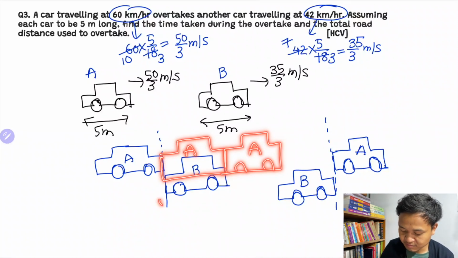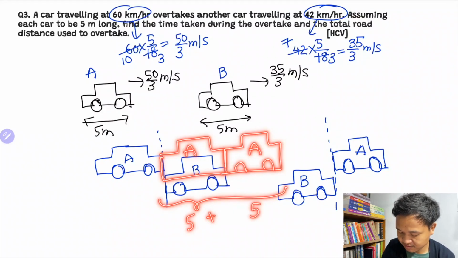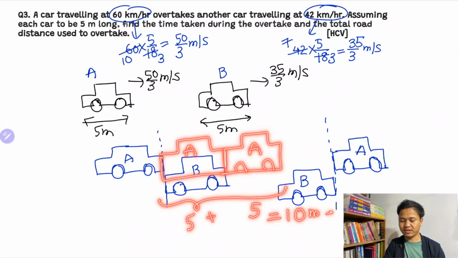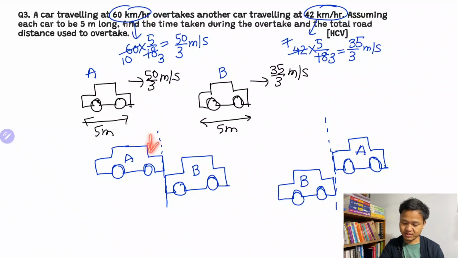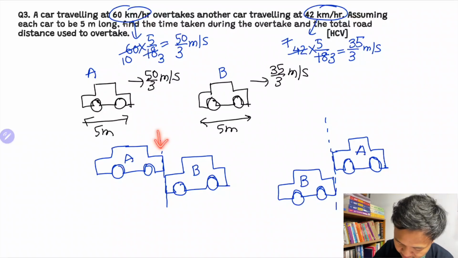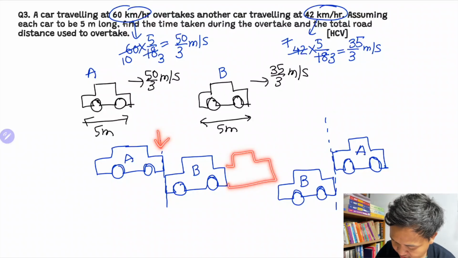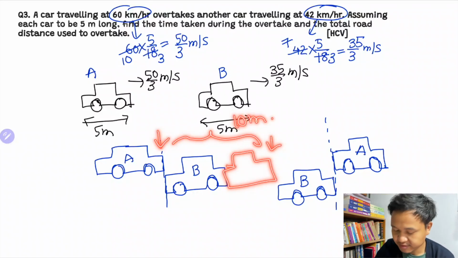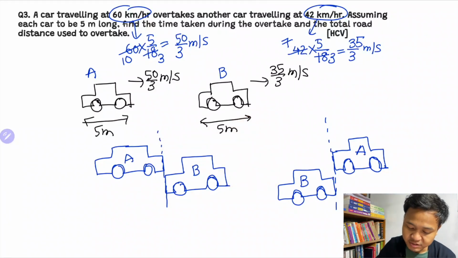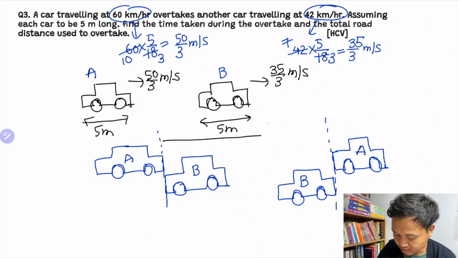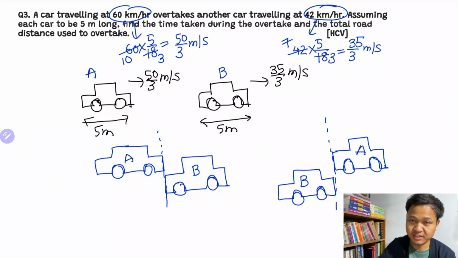To overtake, how much distance does it have to travel? 5 plus 5, so total is 10. If you see the tip of car A, here it is here. After some time when it overtakes, the tip is here. So the total distance is 10, that means it will cover 10 meter. The car lengths combined make 10.